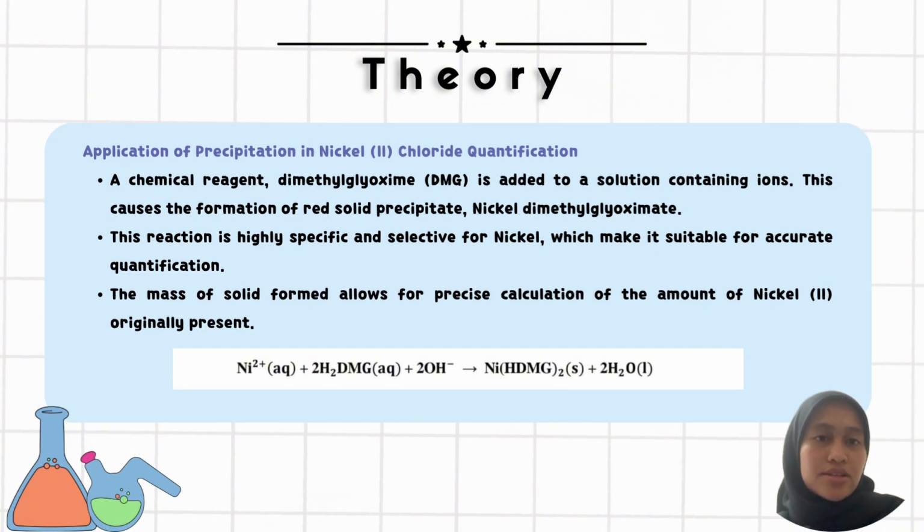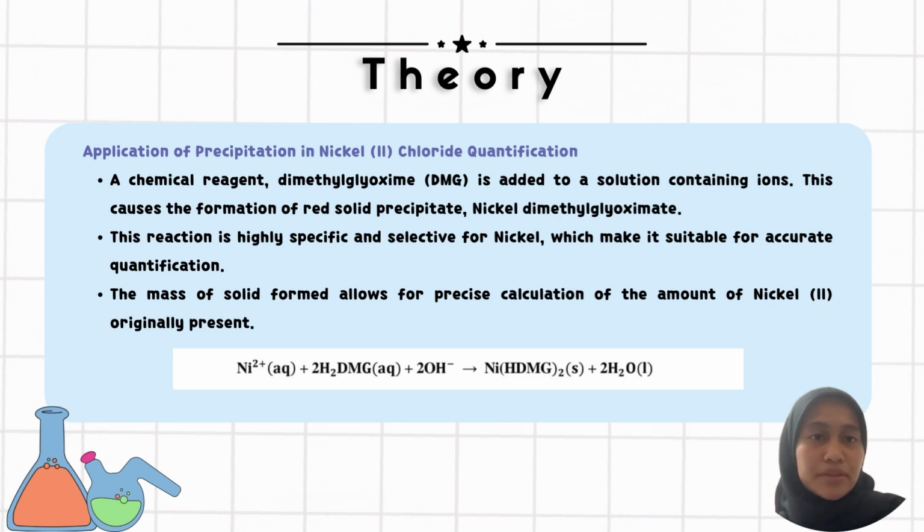The chemical reagent used is called dimethylglyoxime, or DMG. When DMG is added to a solution containing nickel ions, a red solid precipitate called nickel dimethylglyoximate will form. This reaction is very specific to nickel, which makes it perfect for an accurate analysis.